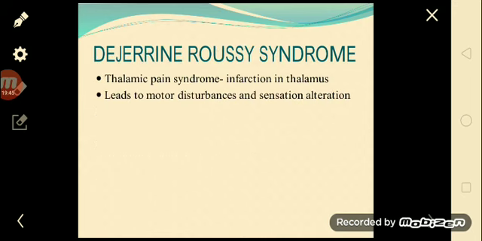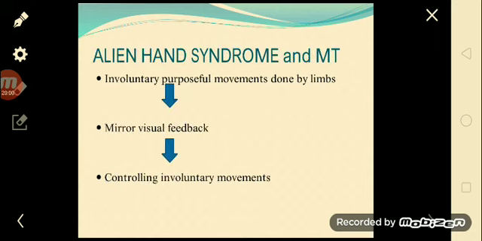Dejerin-Roussy syndrome is a thalamic pain syndrome. That means the infection in the thalamus. It leads to motor disturbances and sensation alteration. So this mirror therapy is very helpful in these thalamic pain syndrome patients.